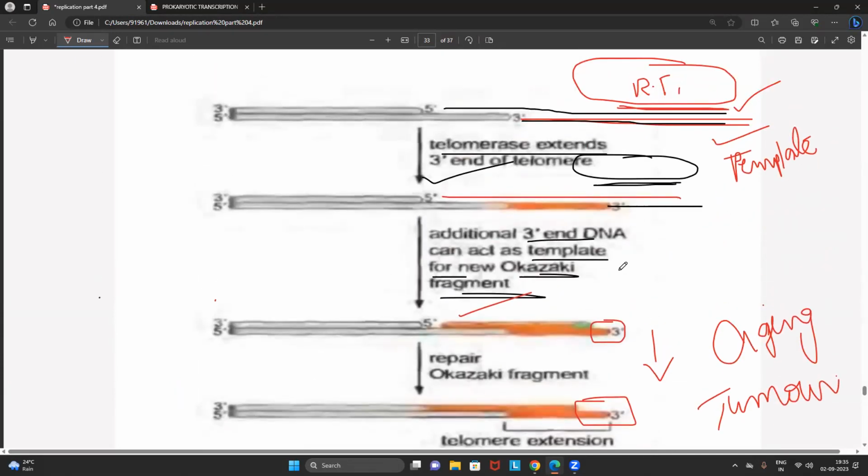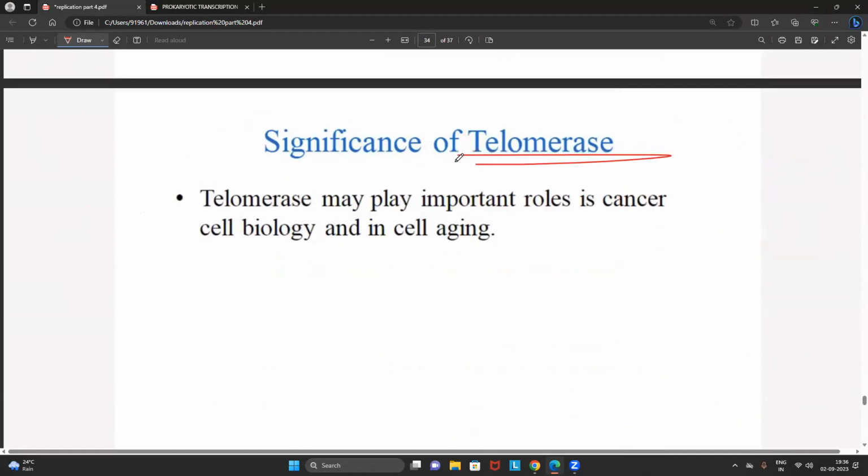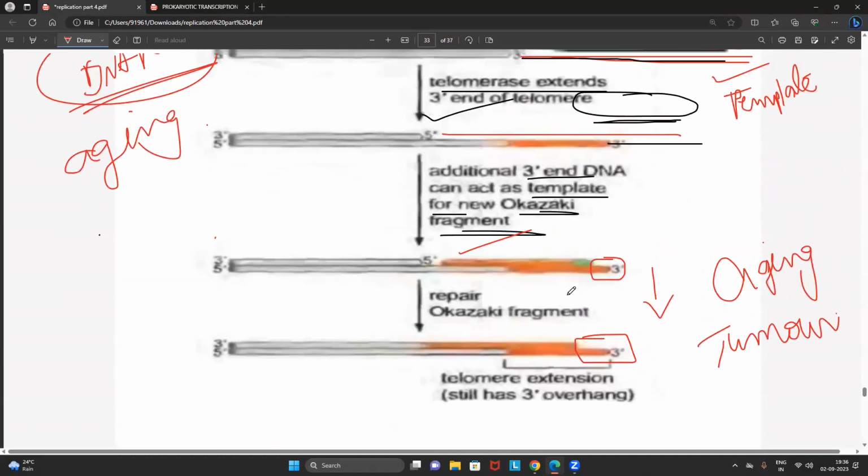So they can also give the question in the exam. What question will they give in the exam? Which of the following DNA replication enzymes is involved in cell aging? Remember my words, it makes you confused. I want you to compulsorily remember that it is the telomerase. Telomerase plays an important role in cancer cell biology as well as in cell aging also. Why? Because it is creating an overhang.